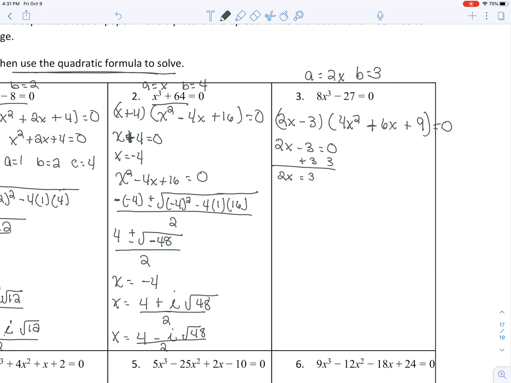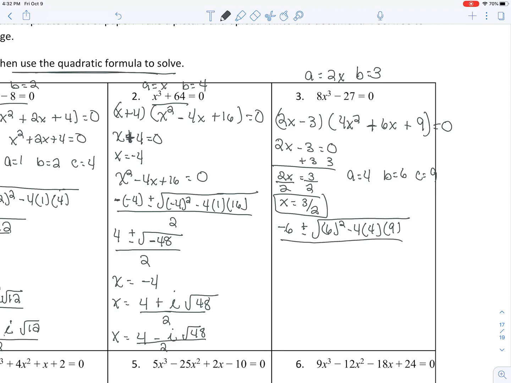So solving this first part, and that's all equal to 0, we get 2x minus 3 equals 0. Add 3 to both sides. 2x is equal to 3. Divide by 2. x is equal to 3/2. Our second solution is imaginary, so we're going to have a is 4, b is 6, and c is 9. So we have -6 plus or minus the square root, 6 squared minus 4 times 9, all over 2 times 4.